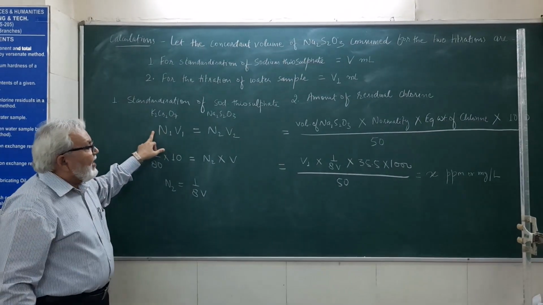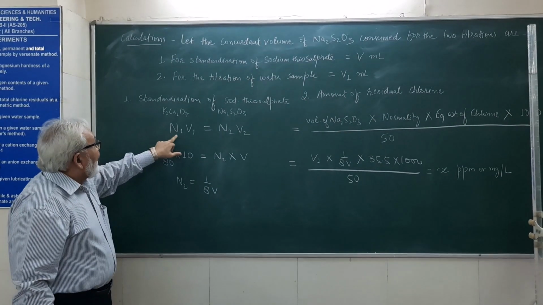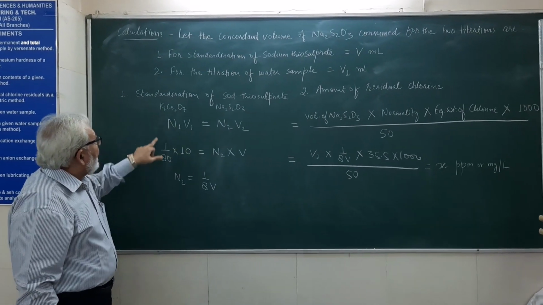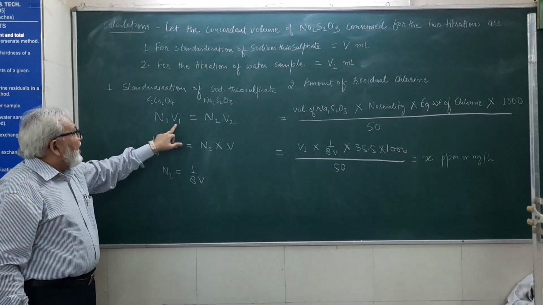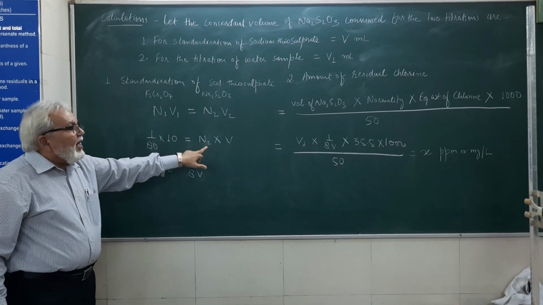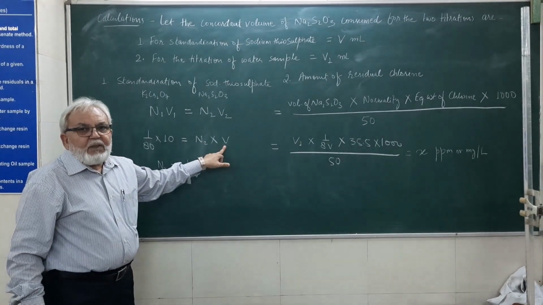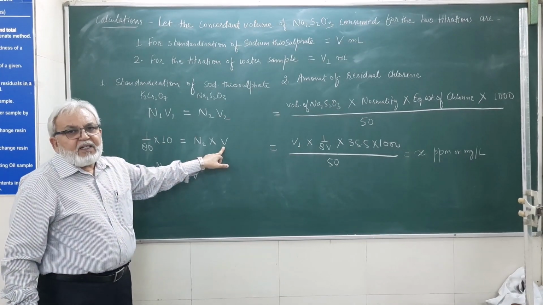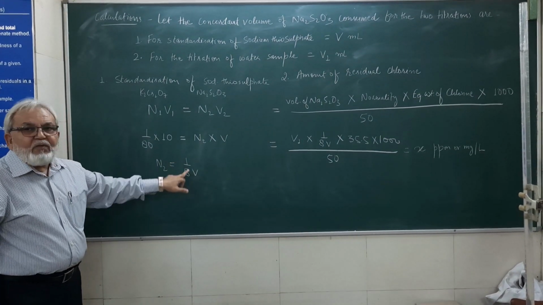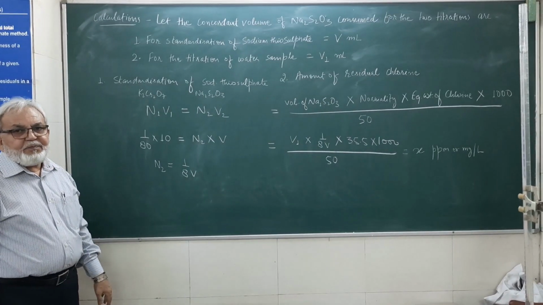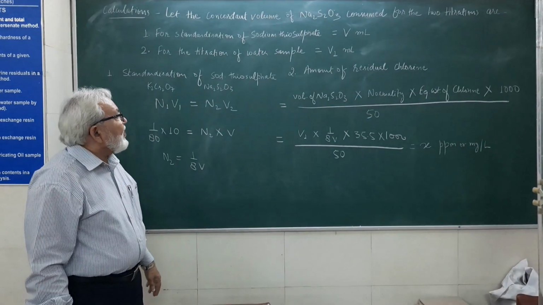We will make our calculation for the standardization of sodium thiosulfate in the same manner as we have done in the determination of dissolved oxygen. N1V1 equals N2V2. For potassium dichromate, it is 1/80. 10 ml we have transferred. N2 unknown. V is the volume of sodium thiosulfate consumed for this titration. So N2 will be equal to 1/8V, as we have calculated in the previous experiment.